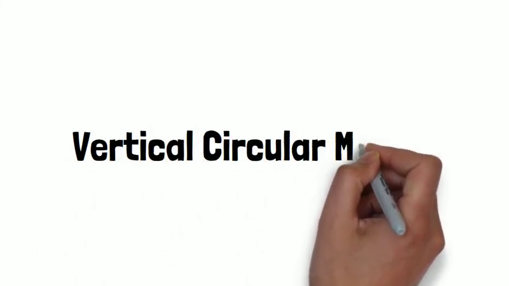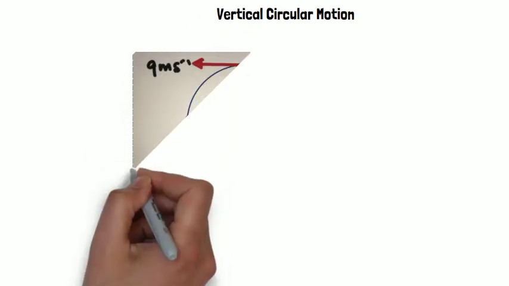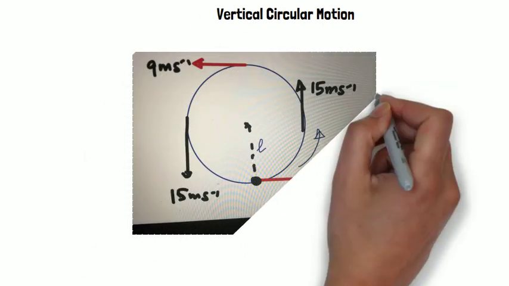Hello everyone. Today we are going to discuss vertical circular motion. Just imagine you tie your mobile phone to a piece of string and move it in a vertical plane. This is called vertical circular motion.